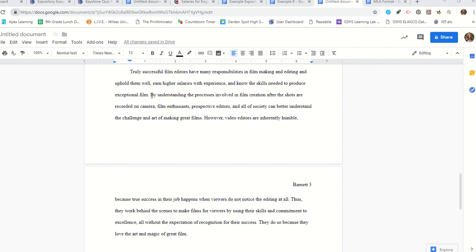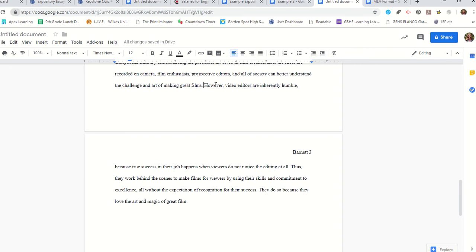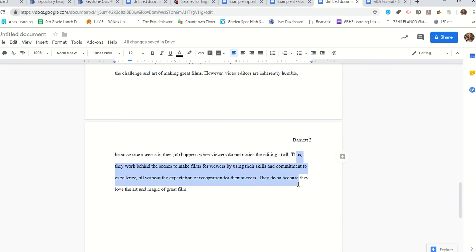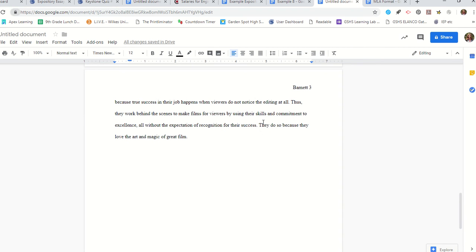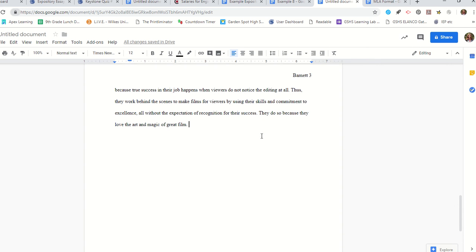So they're important because they understand the processes in film creation to help other people, other editors, the rest of society about film. They're humble because the true success happens when people don't even notice the editing. And then they work behind the scenes, all without expectation for their success, because remember, my purpose here was about success, so I'm concluding about success for film editors. And then my takeaway for the reader is that film editors do this because they love the art and magic of great film. So the beauty of a final creation.